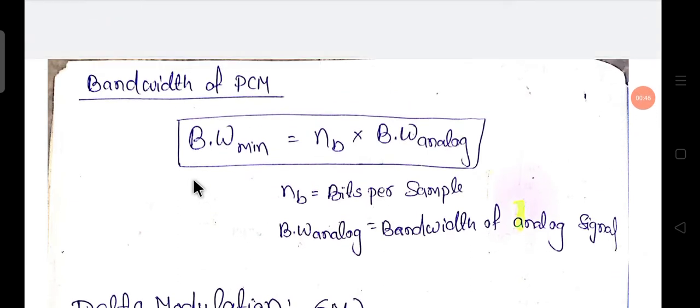note down the bandwidth of PCM. Okay, the minimum bandwidth of the PCM is NB into bandwidth of analog. NB is bits per sample, okay, and the bandwidth of analog is the bandwidth of the input analog signal given. Okay, sorry, note down that the bandwidth of the PCM signal.